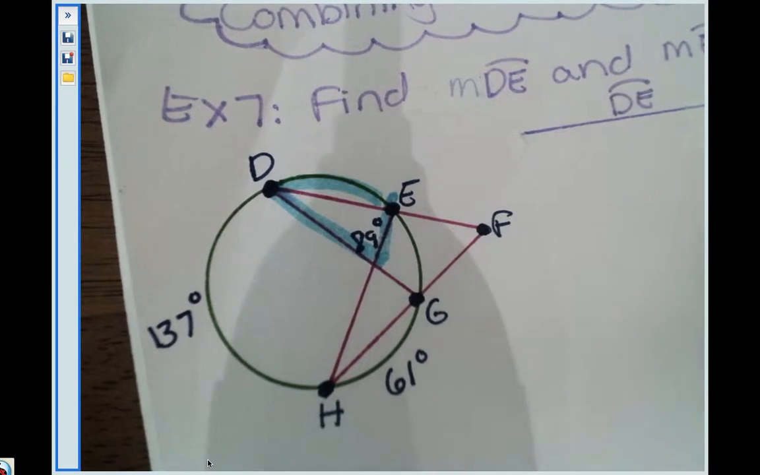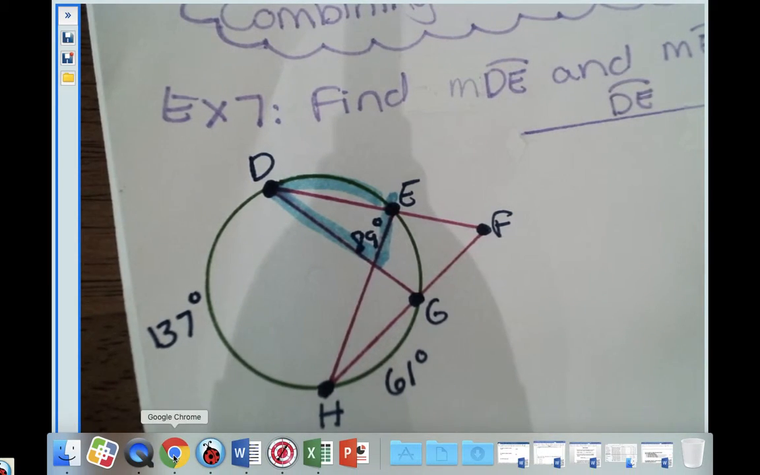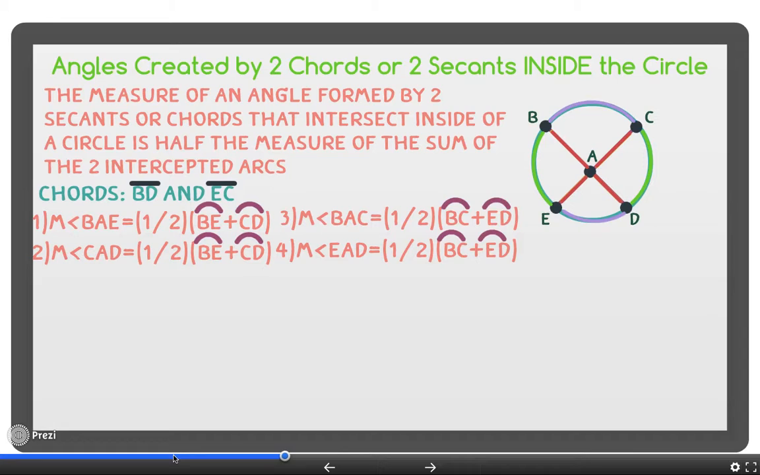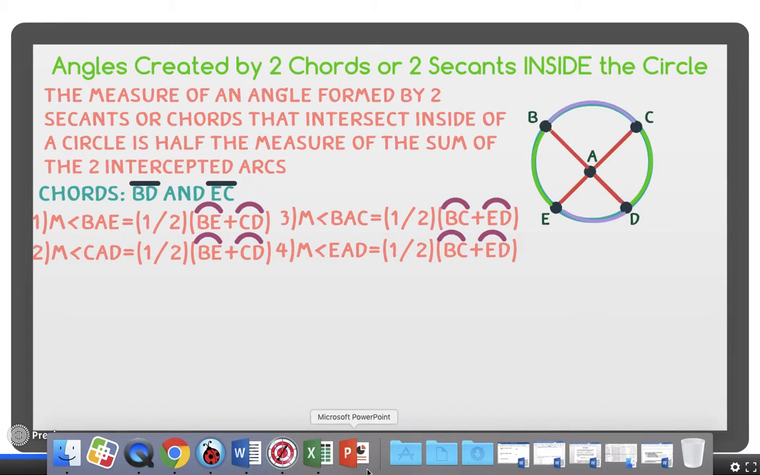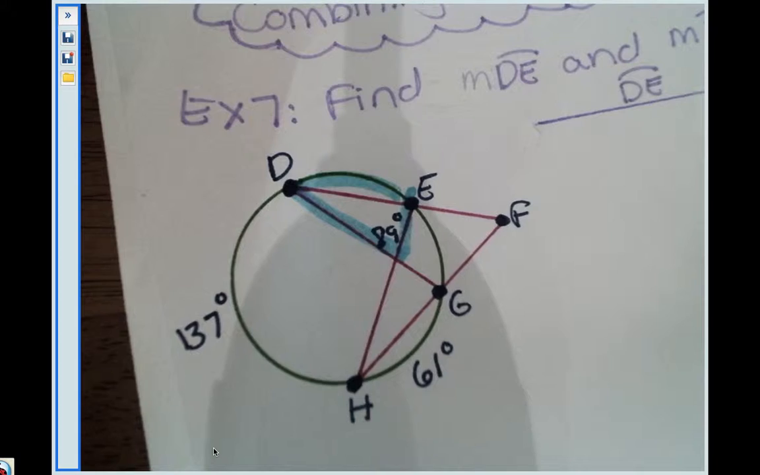So maybe I can use that nifty theorem that we talked about not too long ago, deja vu, right? Where we talked about angles that are created by secants or chords that intersect inside the circle. Remember, you guys, if you have chords or secants that intersect inside the circle, if you take half of the sum of the two intercepted arcs, then you will get the measure of one of the interior angles. So we're going to be using this property to help us solve. So let's dive into it.